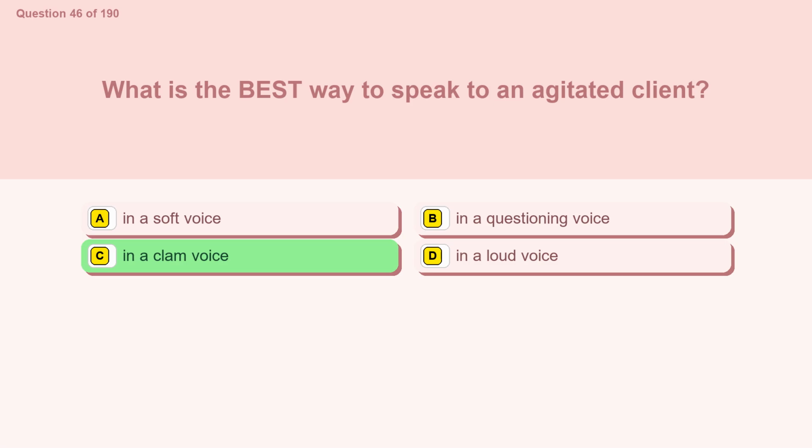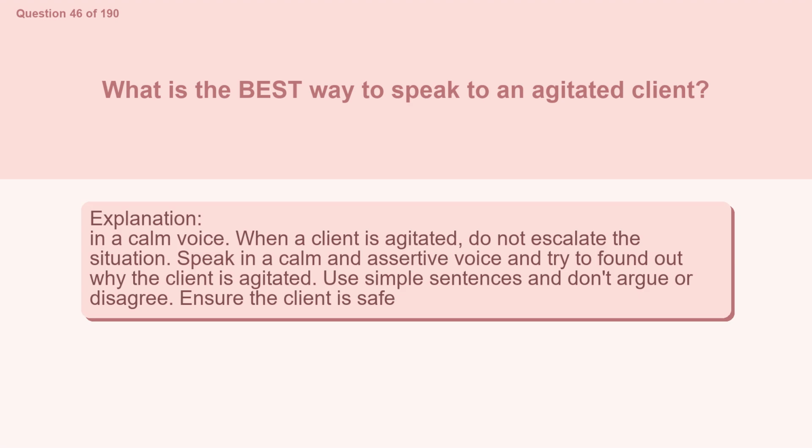The correct answer is option C, in a calm voice. When a client is agitated, do not escalate the situation. Speak in a calm and assertive voice and try to find out why the client is agitated. Use simple sentences and don't argue or disagree. Ensure the client is safe.